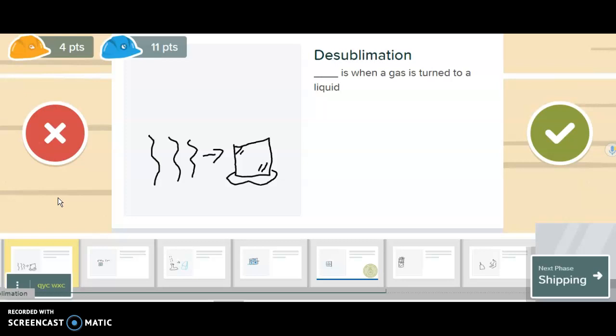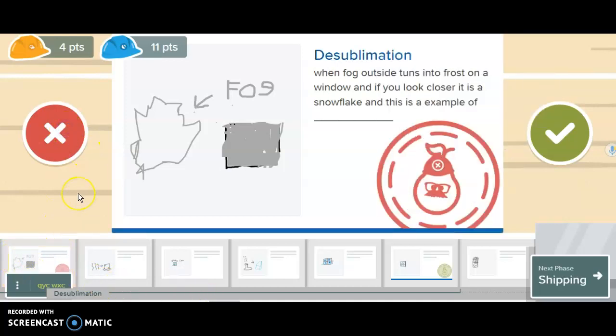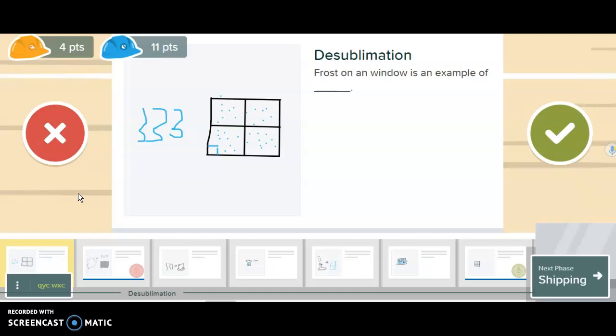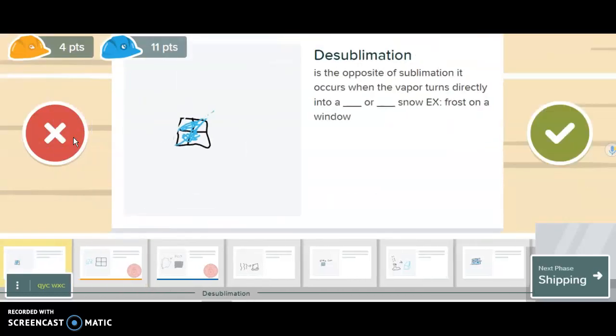Blank is when a gas turned into a liquid. That is definitely not correct. When fog outside turns into frost in a window, and if you look closer as a snowflake, not necessarily. It won't let me go. Now I've got to start putting X's on them. Frost on a window is an example, but it doesn't have the definition.